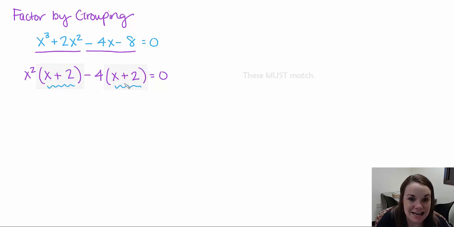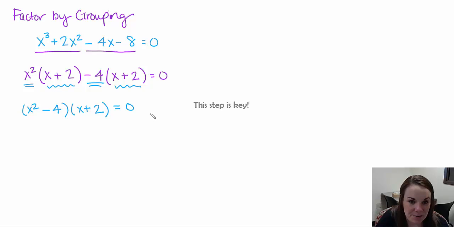Now this next step is key. You take what's in the parentheses and what's out of the parentheses and group them together. So for instance, the next step looks like x squared minus 4. That's what I double underlined. And then the x plus 2 is what's squiggly underlined, and I set that equal to 0 still.